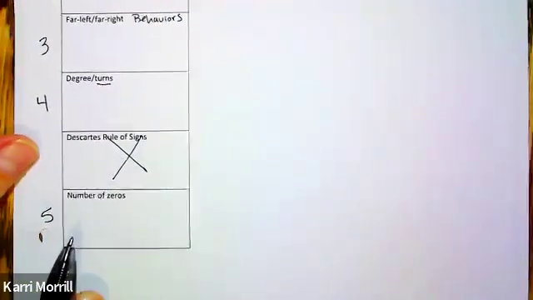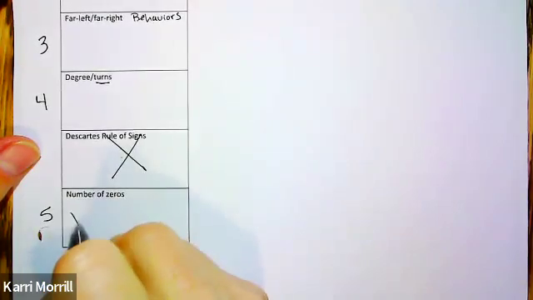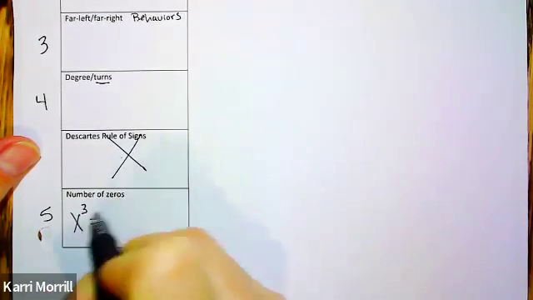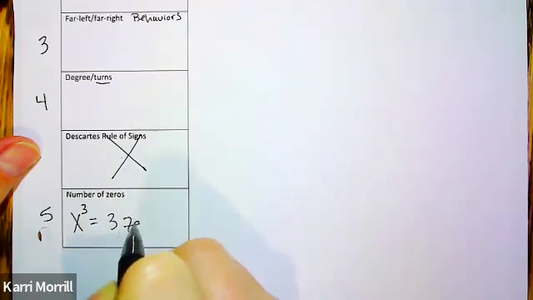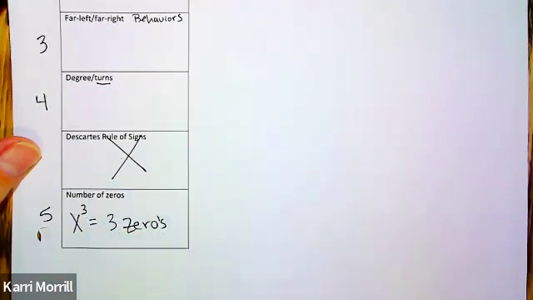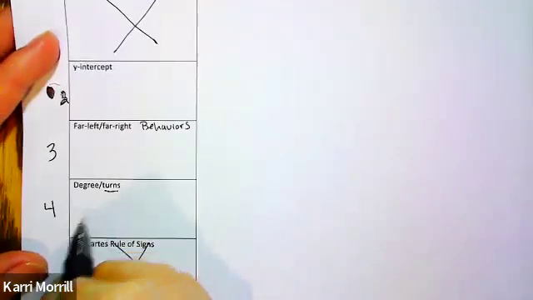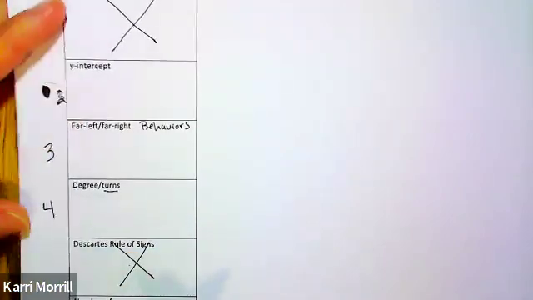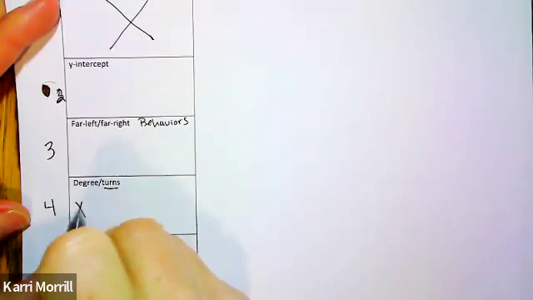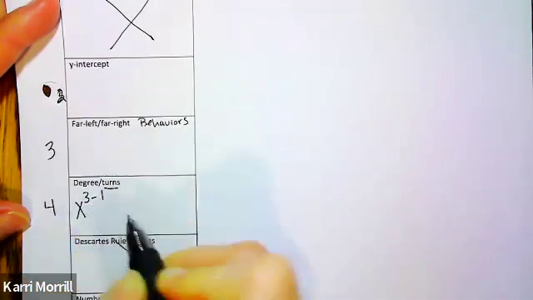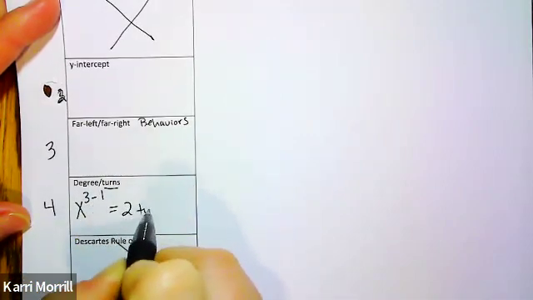So number of zeros, we can find the number of zeros by looking at the leading exponent. So we know there's 3 zeros. Turns, I'm kind of working my way up, it seems. Turns, I take the leading exponent and I subtract 1 from it, and that tells me there's 2 turns.